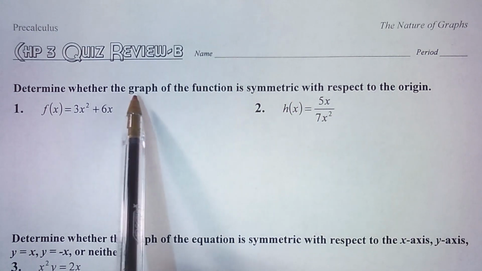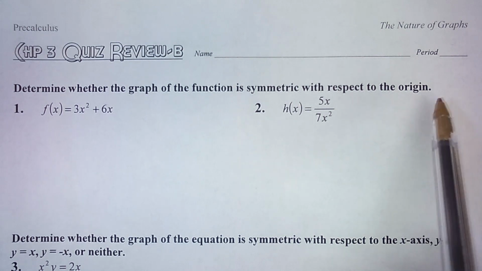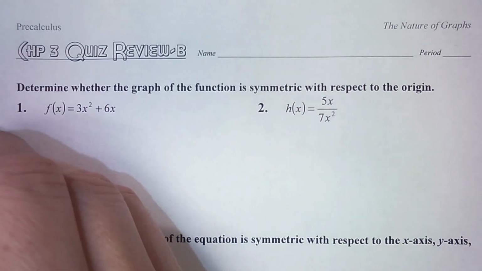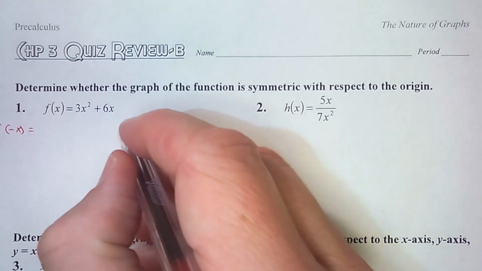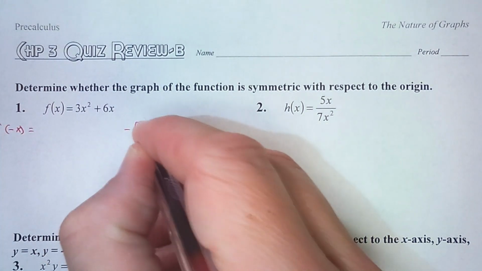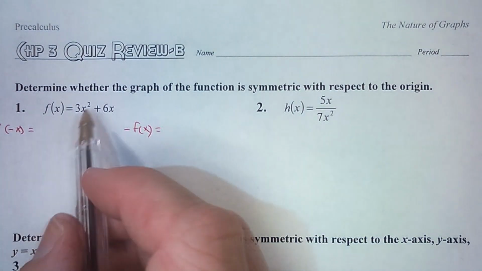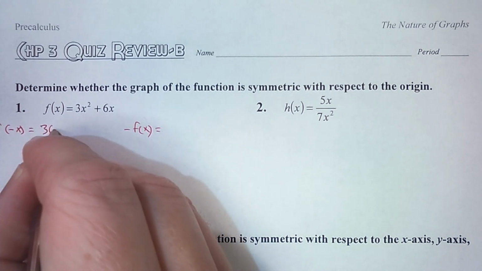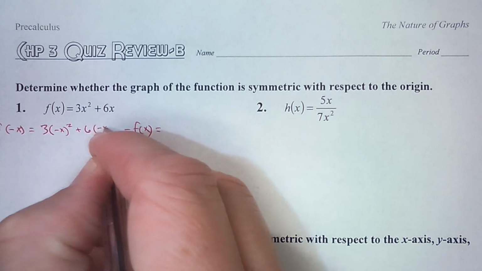So when I'm asking, is this symmetric with respect to the origin, I'm also asking, is this an odd function? So if it is symmetric about the origin, then f of the opposite of x will be exactly the same as the opposite of f of x. So f of the opposite of x means change the x's to negative x's. So it's 3 times negative x squared plus 6 times negative x.